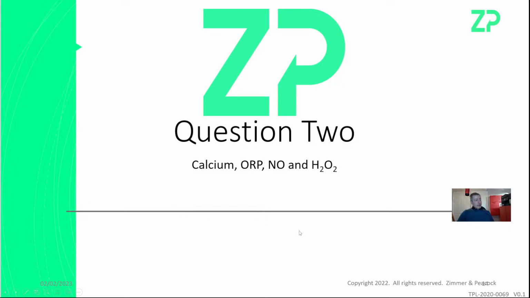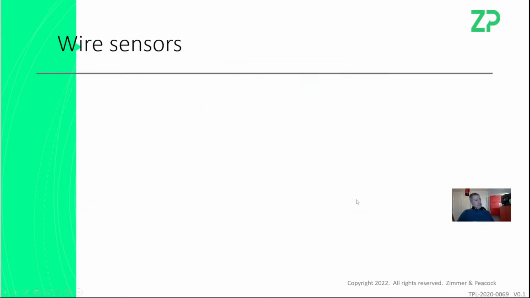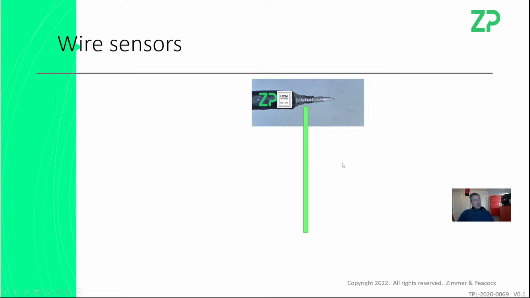Question number 2 is interesting because they want to measure calcium, ORP, oxidation reduction potential, nitric oxide, and hydroperoxide. First of all, on wire sensors, we have these. Let's say this is one of our wire sensors. They're constructed by literally having a wire, an insulator, and what's called a reference electrode around them. Now, I don't show it. What we do is functionalize the surface of what's called the working electrode to make it specific to the analyte of interest.